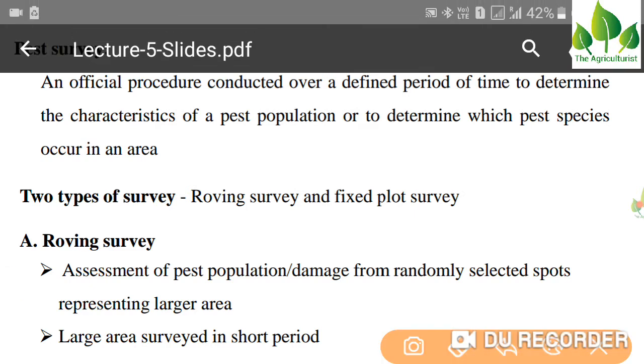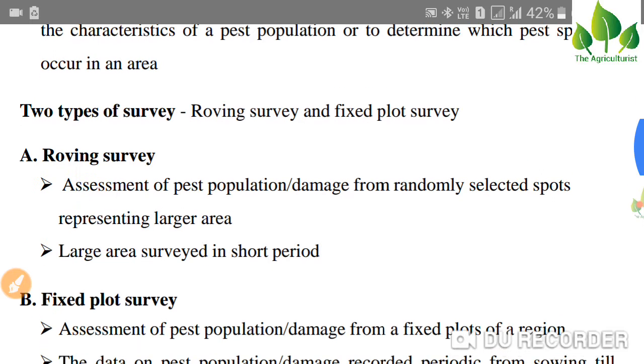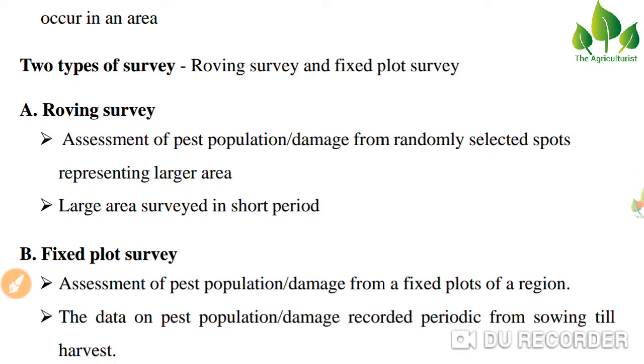It is a process to determine the characteristic of a pest population or to determine which pest species occur in an area, right? So there are two types of survey. First one is roving survey and second one is fixed plot survey.